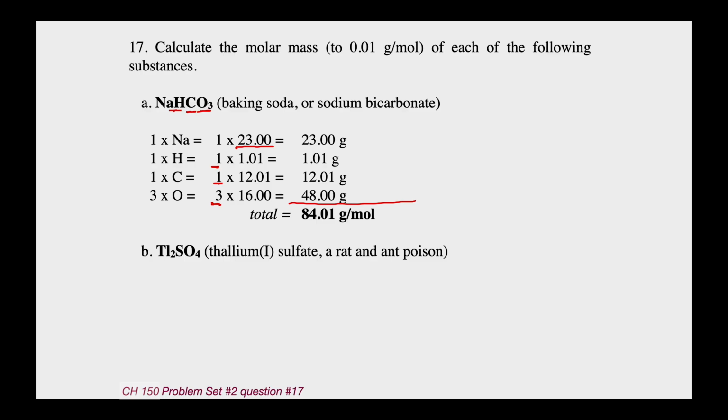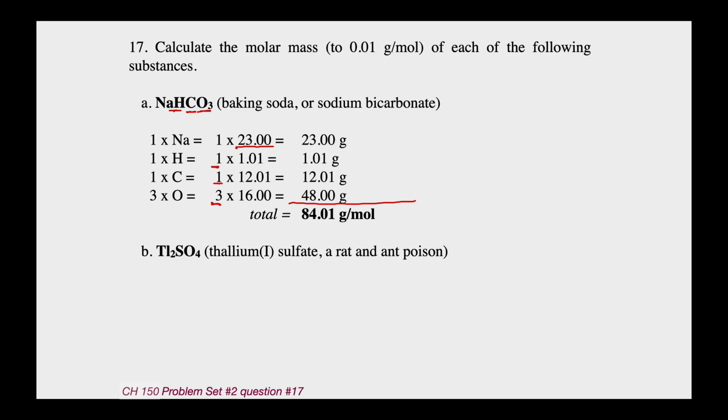Now, if you have 84.01 grams of baking soda, that means you have a mole of baking soda. And remember, a mole of anything means 6.022 times 10 to the 23rd molecules. So if you would weigh out 84.01 grams of baking soda, you would have 6.022 times 10 to the 23rd molecules of it, which is kind of crazy.